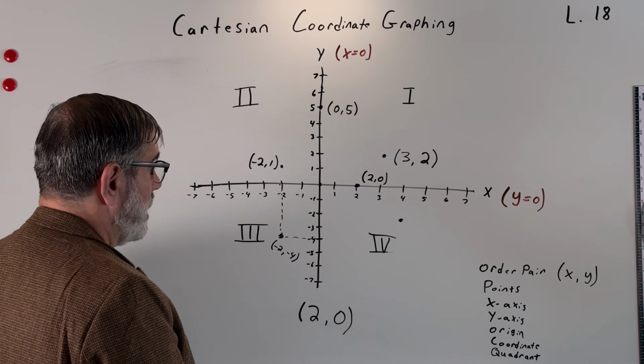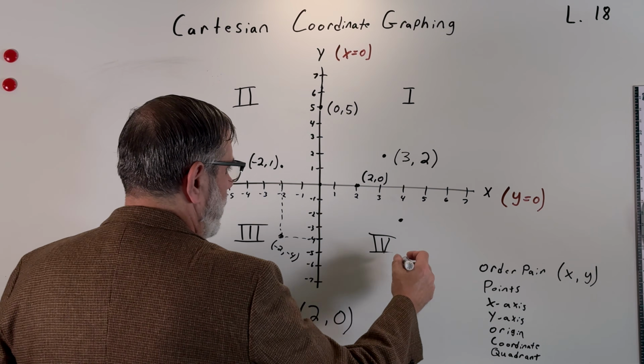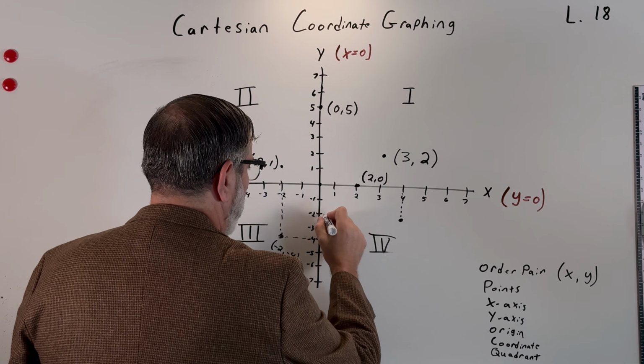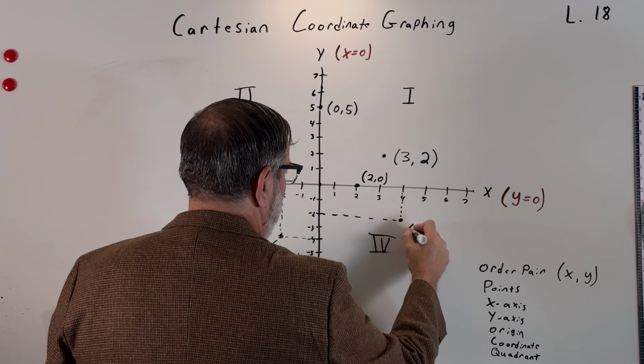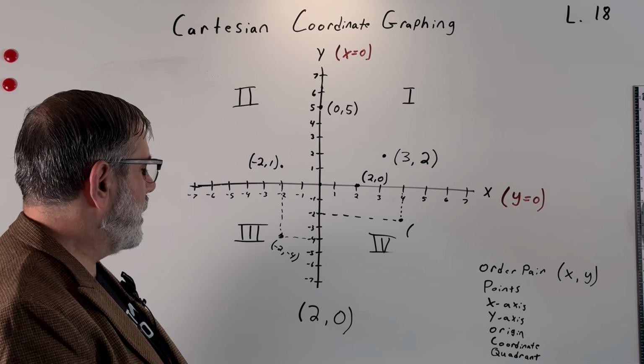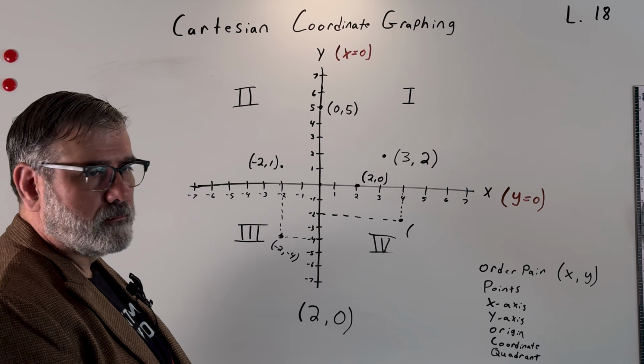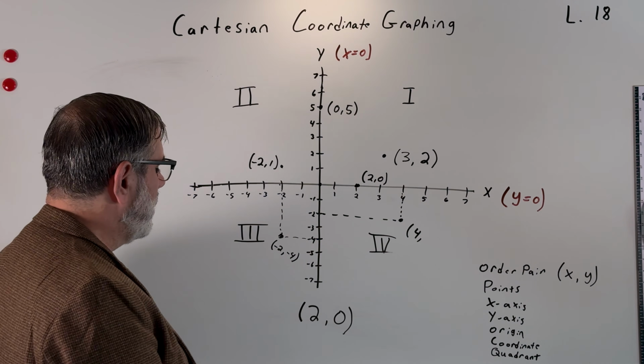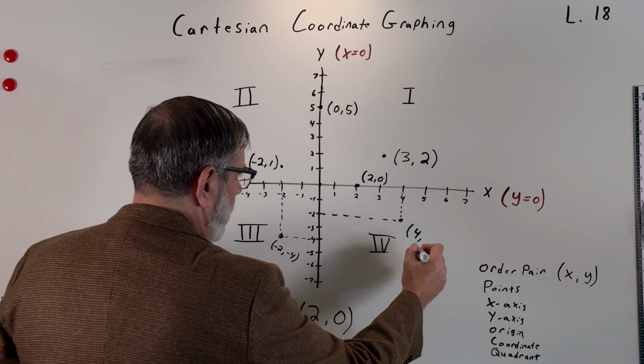There we go. So what does that coordinate look like? What would the ordered pair describing that point look like? We can draw a little dotted line. So what are we going to get? What is the x value? 4. And the y value? -2.